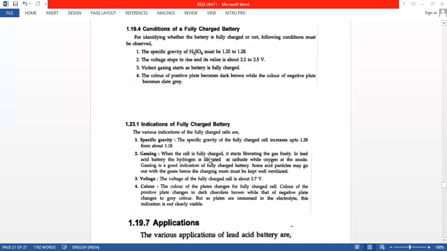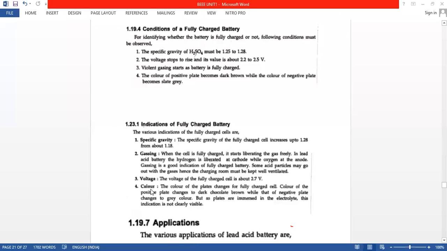Gassing. When the cell is fully charged, it starts liberating certain gases. Gases will be evolved from that particular battery. You can write this line. Voltage. If I'm using a battery of 2.7 volts, the voltage of the fully charged battery is how much? 2.7. If you are using 5 volts, it will indicate 5 volts.